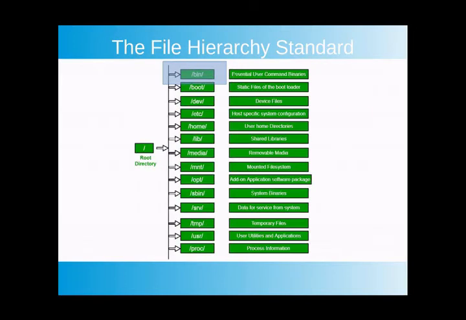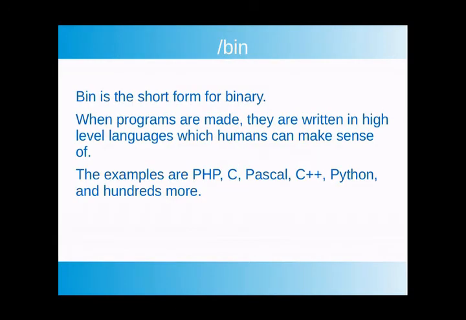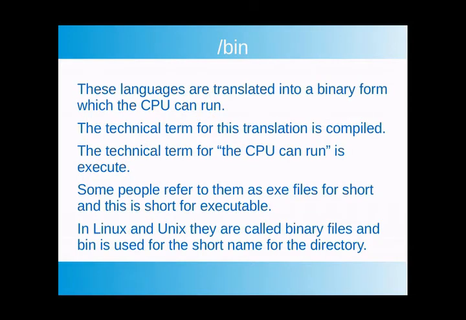The first one is the bin directory. Bin is the short form for binary, and it has programs. When programs are made, they're written in a high-level language which humans can understand. Examples are PHP, C, Pascal, C++, Python, and there are hundreds more. These languages are compiled into a binary form which the CPU can run. The technical term for the CPU being able to run it is execute.